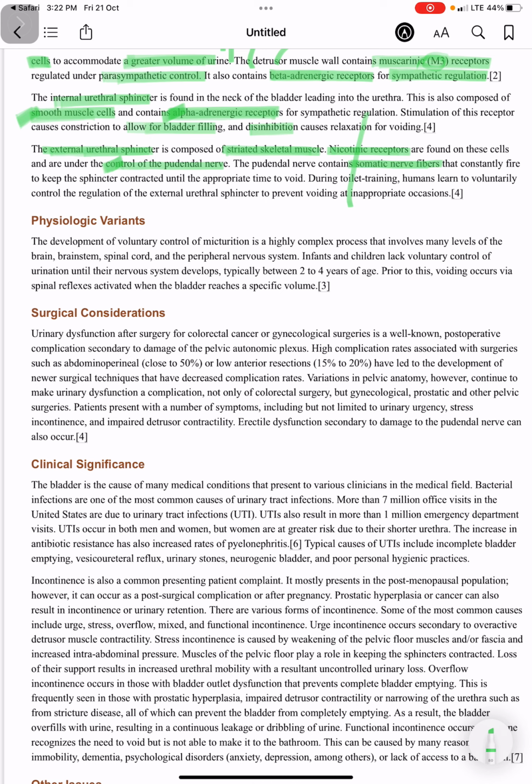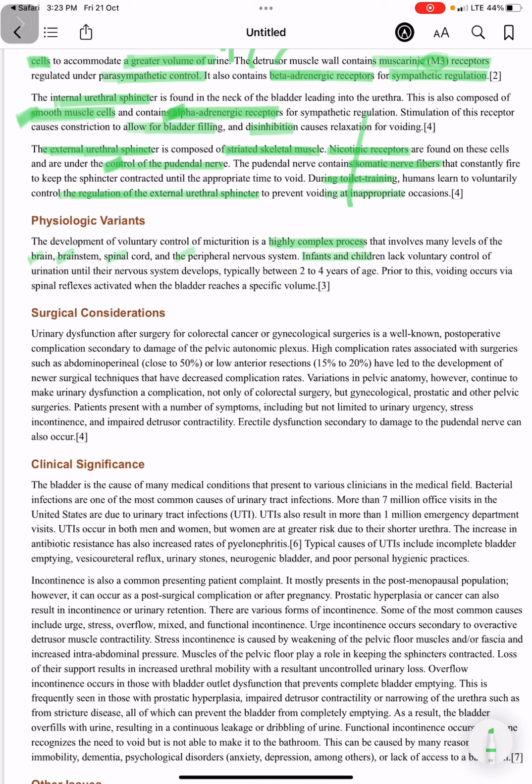So during toilet training, humans learn to voluntarily control the regulation of the external urethral sphincter to prevent voiding on inappropriate occasions. The development of voluntary control of micturition is a highly complex process that involves many levels of the brainstem, spinal cord, and peripheral nervous system.